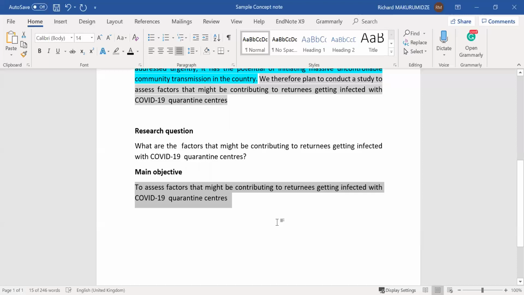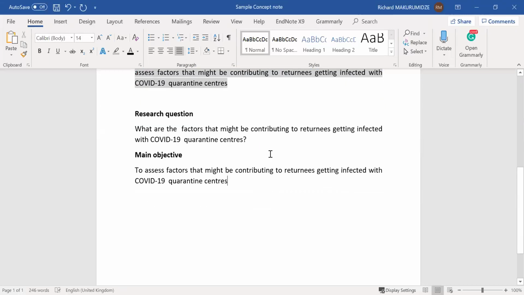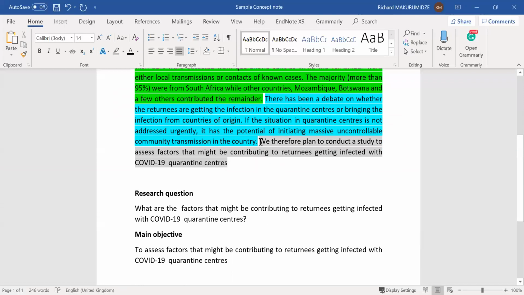And so in this case, we have changed that research question into a main objective to assess factors that might be contributing to returnees getting infected with COVID-19 in quarantine centers. So remember these things now, and let's get these things very clear. Your aim statement should be the same as your research question, and the same as your main objective. They should tally.